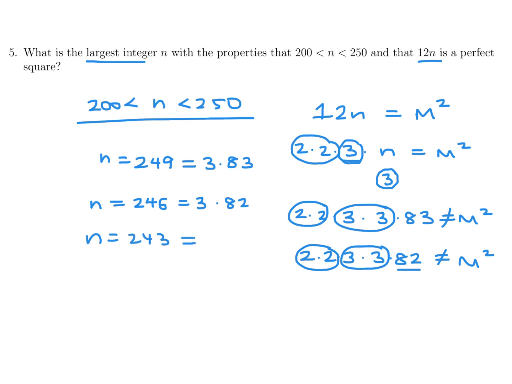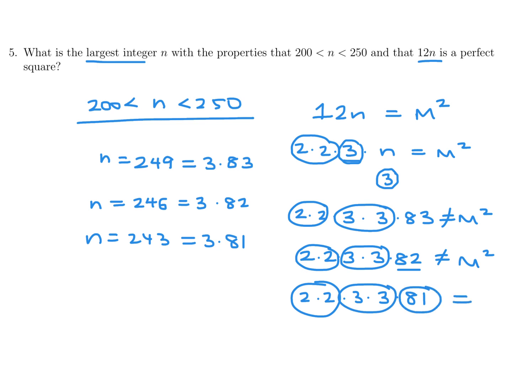Okay, no problem. Let's keep going. 243 is the next one. That's 3 times 81. Aha, I think we got this one. So that's 3 times 81. Yep. That's a perfect square. And I am certain that you know that 81 is also a perfect square, right? It's 9 squared. So the value that they are looking for is 243 for n.